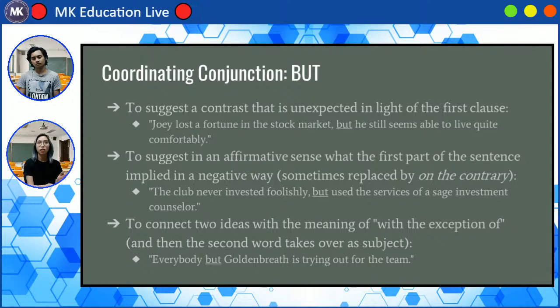Next one is to connect two ideas, okay, with the meaning of, with the exception of, and then the second word takes over as the subject. For example, everybody but Golden Breath is trying out for the team. Okay, so it connected two ideas, and sometimes you can replace it with with the exception of. So it goes like this: everybody with the exception of Golden Breath is trying out for the team.